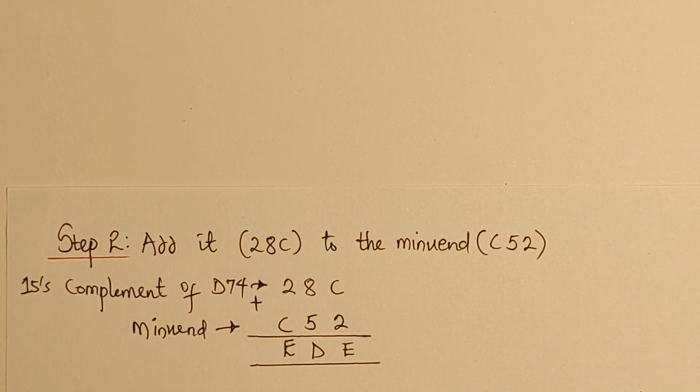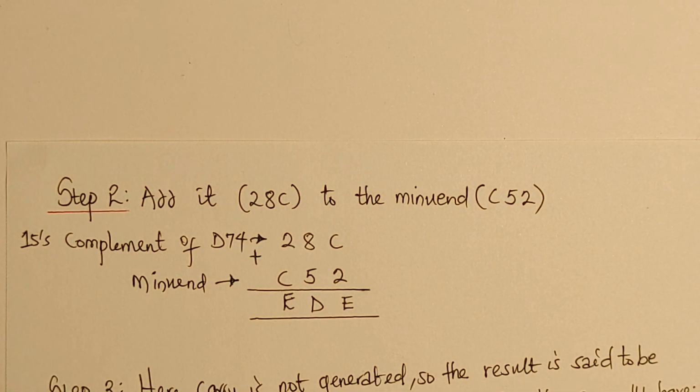Having done the step 1, let's move over to step 2, which is to add the value gotten in step 1 to the minor end. So in this case, we have 28C plus C52. So while we add that, we are going to have C plus 2, which is E. 8 plus 5 becomes D, because that's 13, represented in hexadecimal form as D. And 2 plus C becomes E. So to this end, in step 2, we are going to have EDE. Remember, we have 2 more steps to go, so stay relaxed.